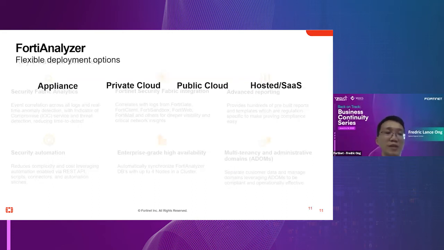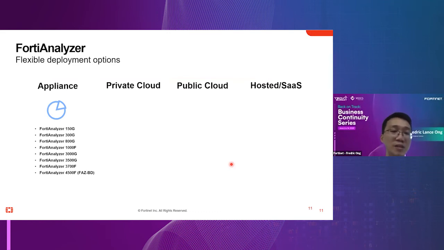So here you can see some of the appliances we have. These are the appliance versions. Our current latest generation is the G series. The F series is also quite recent. These are all still on sale currently, and these are the latest models available, from the entry level 150G to the highest, the 4500F big data model.